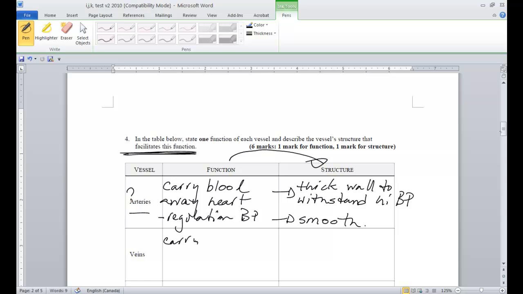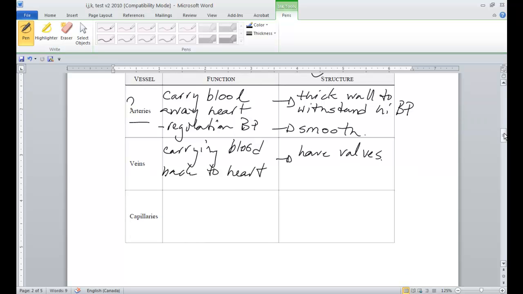Veins are carrying blood back to the heart. And again, if you said low O2 or CO2 blood, this isn't always true. So we want to say something that is always true. Veins are defined by carrying blood back to the heart. And I'm sorry for this atrocious writing. They have valves was the best one, right? And this prevents backflow. Some of you said thin-walled. Yeah, so-so, not the greatest one.